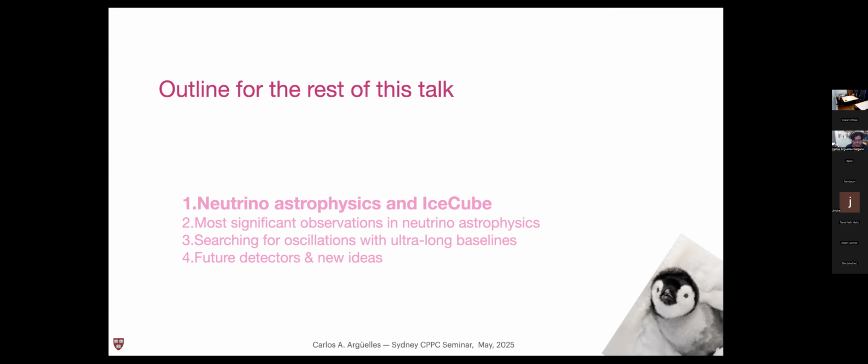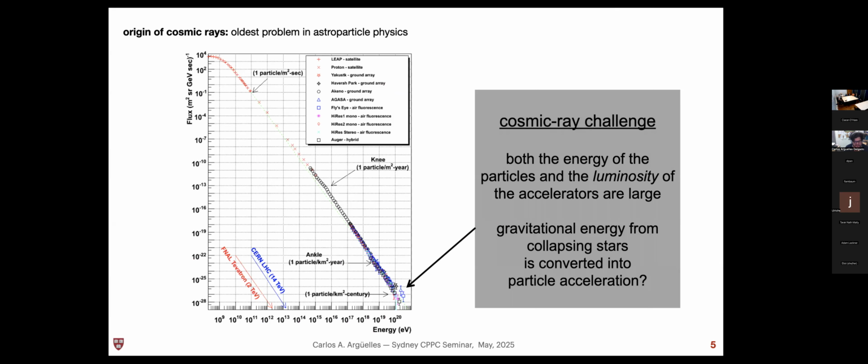Okay, so let me talk about neutrino astrophysics and the IceCube Neutrino Observatory. The motivation to have IceCube and neutrino astronomy is to try to understand the origin of cosmic rays. High-energy cosmic rays span a very large range in energy. You see in this figure that they span many decades in energy, from a few GeV all the way to 10^20 electron volts. And they have a very large variance in their intensity.